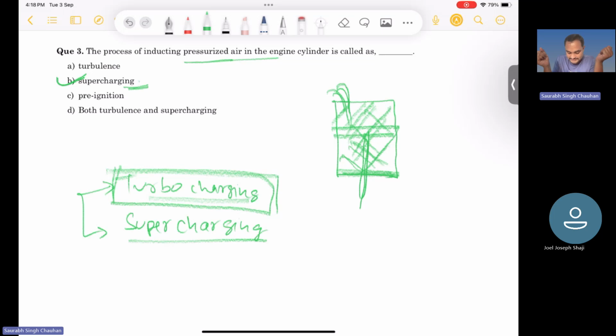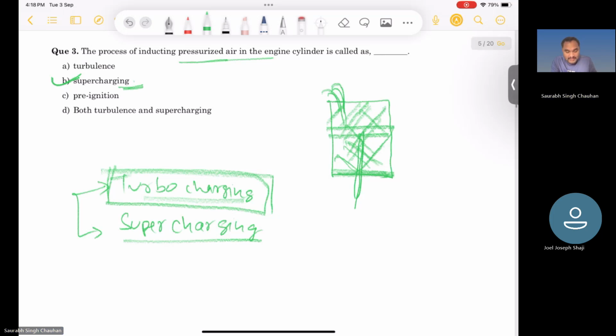But in a supercharger, what happens is the compressor is getting energy from the engine shaft. Okay, so basically it is getting energy from the engine power, whatever power is being produced by the engine. So the compressor of the supercharger is connected with that shaft, and then it works. Okay, so in a supercharger you have better control because it is directly connected with the engine shaft.